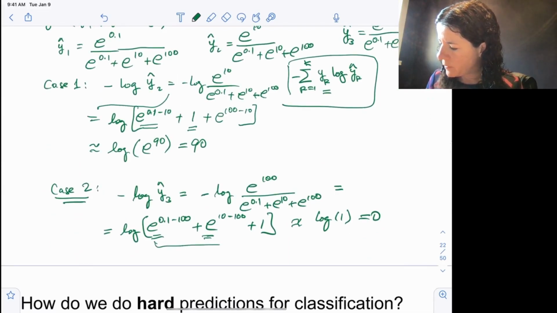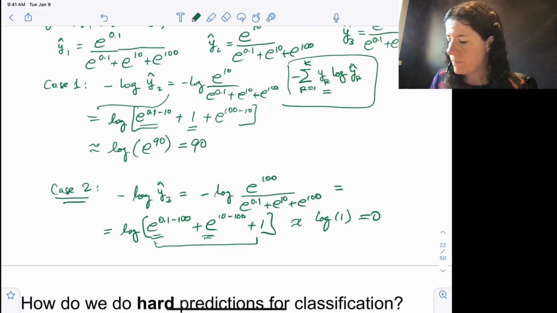So the probability is everything inside here is going to be almost 1, and then the log is going to be 0.